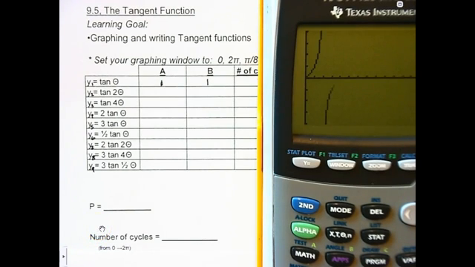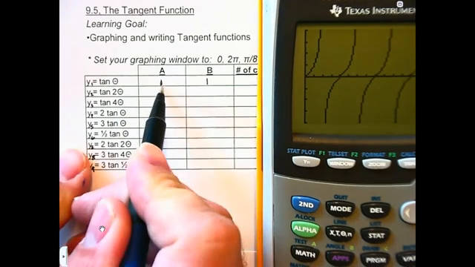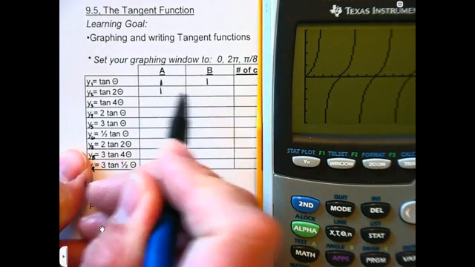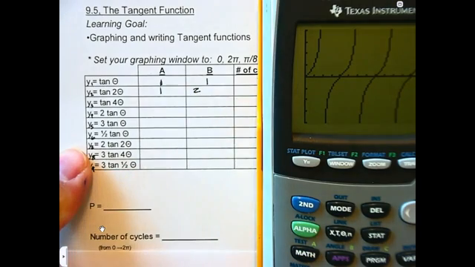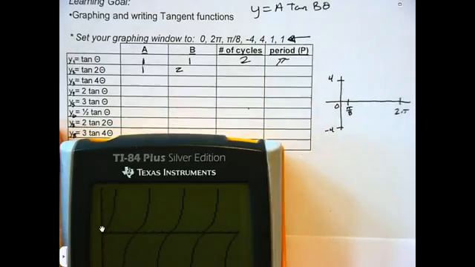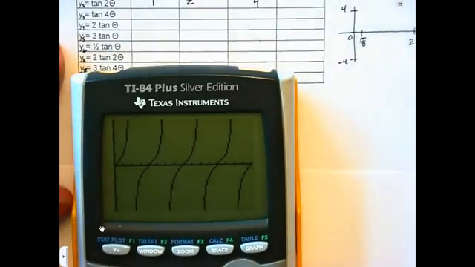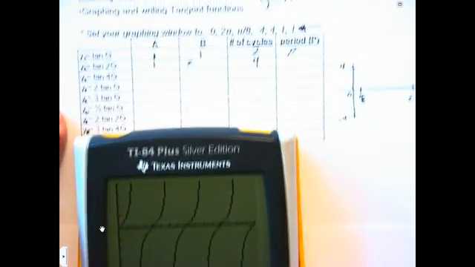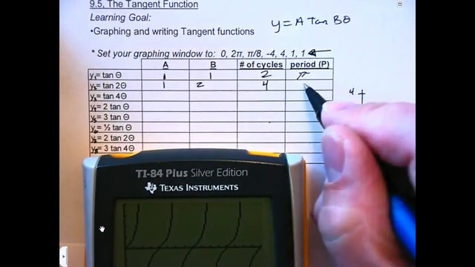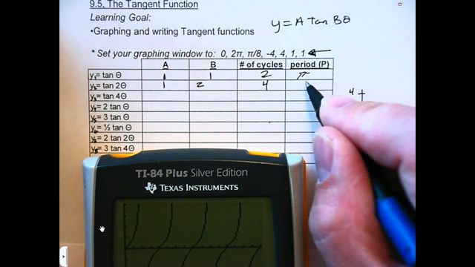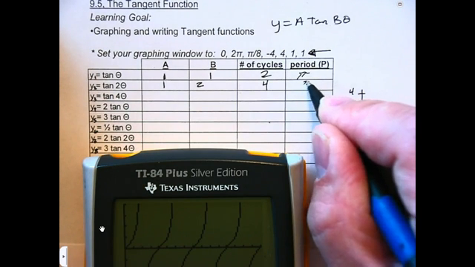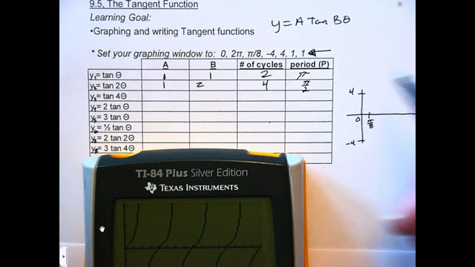We're to graph the next one. Okay, now a is still 1, but b is 2. Okay, how many cycles are there? Good, 4 cycles. And so if there are 4 cycles from 0 to 2 pi, divided by 4 is pi over 2. Each one is pi over 2.